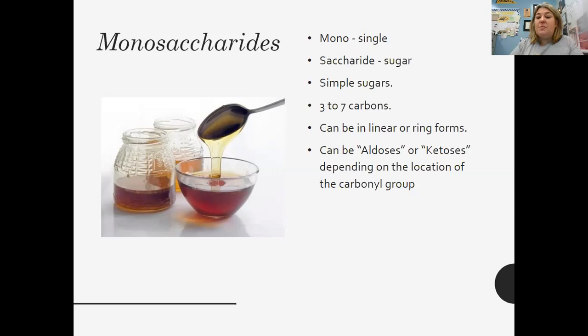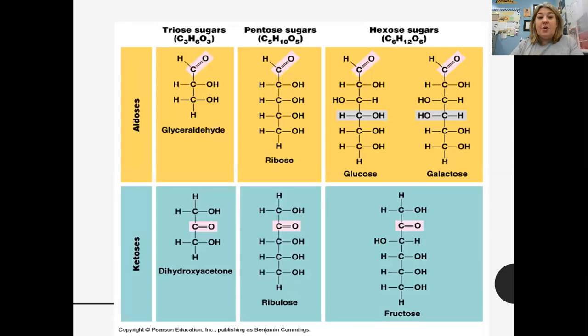So simple sugars are important because our body typically breaks down really complex sugars into the simple sugars so that we can use them. One example would be glucose. We use glucose, it's a simple sugar. And we need it, of course, because that's the fuel for cellular respiration.